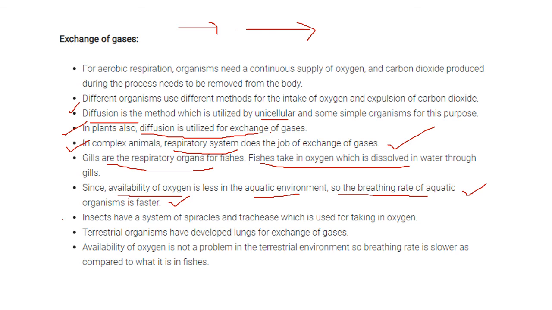Okay. So in the same way, insects also have a system of spiracles and tracheas which is used for taking in oxygen. And what do the terrestrial organisms do? They have the lungs for the exchange of gases. And availability of oxygen is not a problem in the terrestrial environment, so breathing rate is lower as compared to what it is in fishes. As the terrestrial environment is complete with the oxygen, so breathing rate will be slower as compared to the aquatic conditions. So that's it for today.